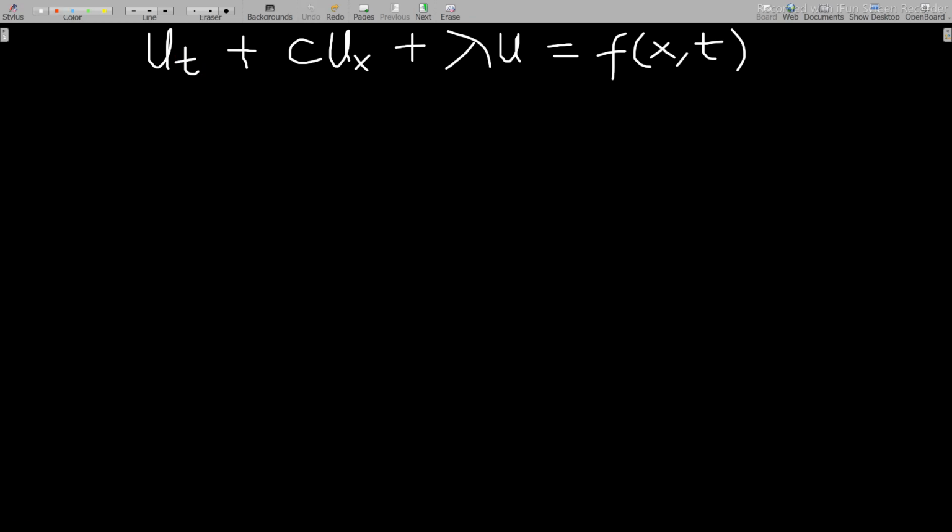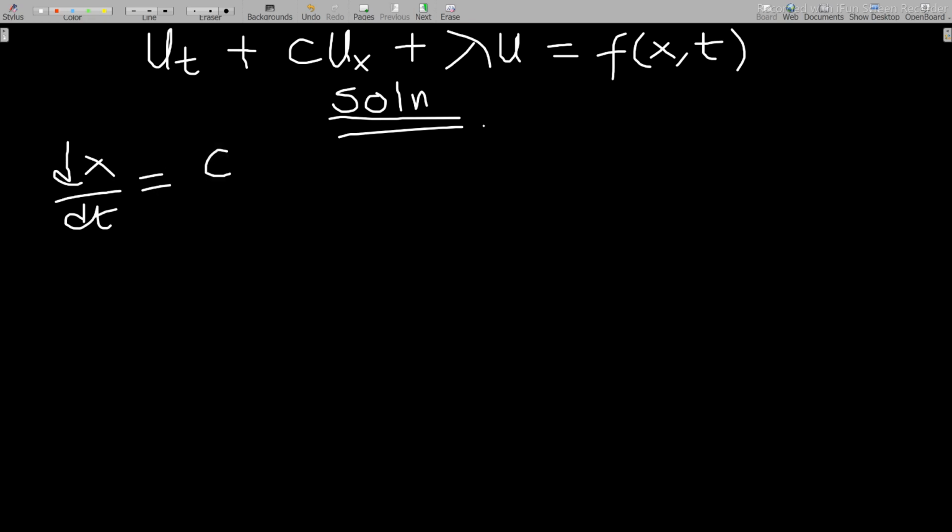So if I want to solve this, let me write solution. The first thing you do is solve for the characteristic equation. dx/dt is equal to c. Let's say if there was an a here, then it should have been c over a. Let me put it that way. But here we have only c.